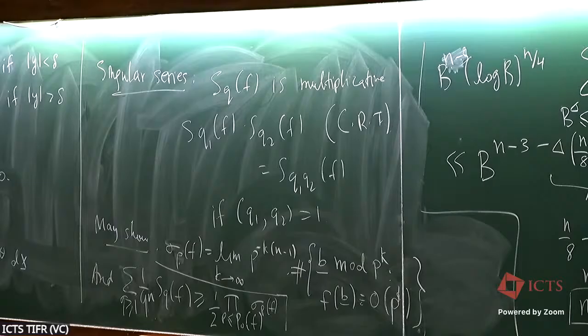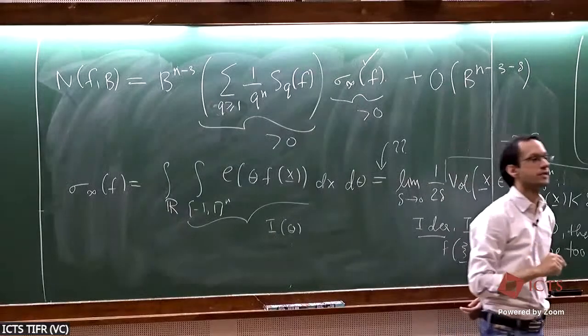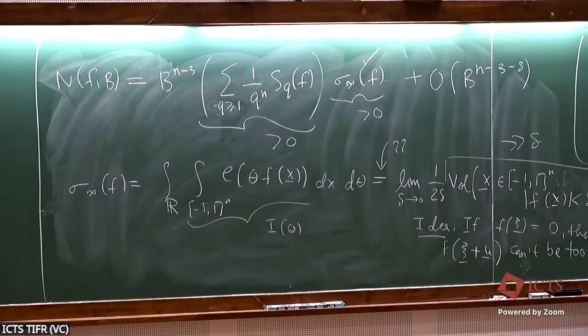So we end up getting some non-trivial error term, and we end up getting positive singular series and positive singular integral with the main term of size B to the n minus 3. Thank you.